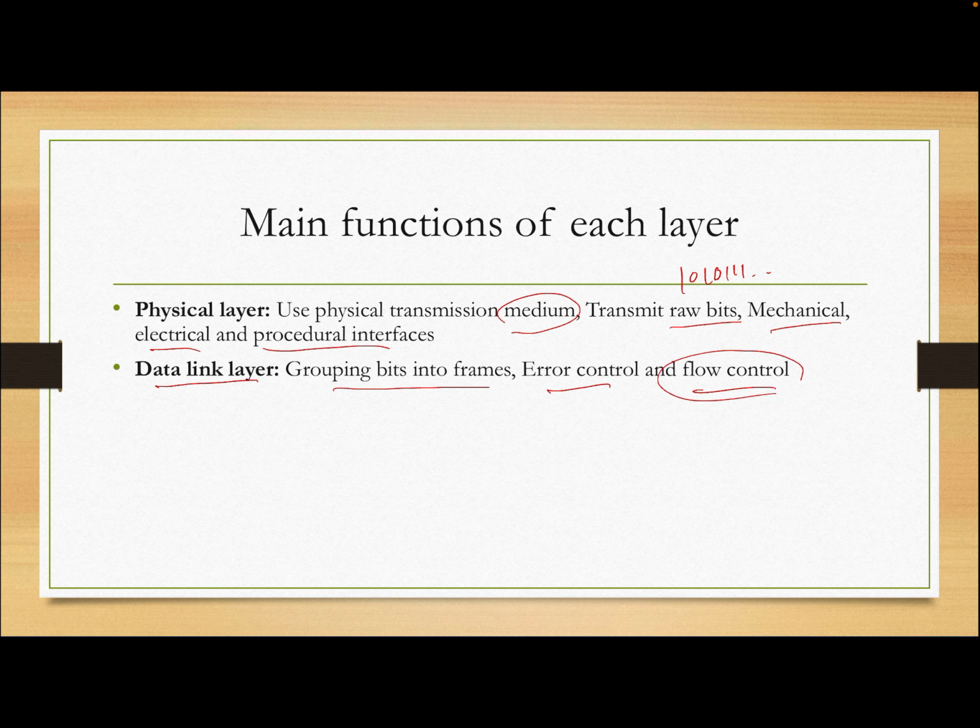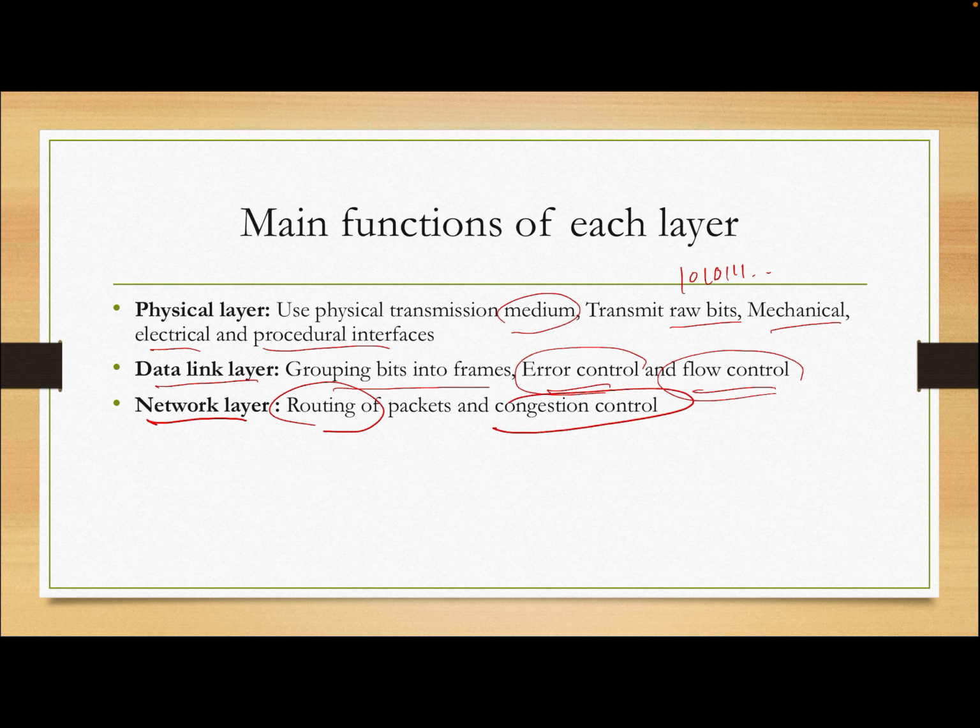Data link layer: we group bits into frames. We do error control and we do flow control so that the sender will not send faster than the receiver can receive. So this is the data link layer controlling errors, to reduce the number of errors and make it reliable communication at the other end.